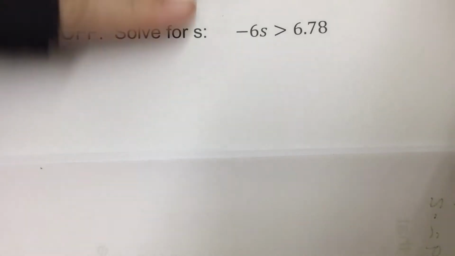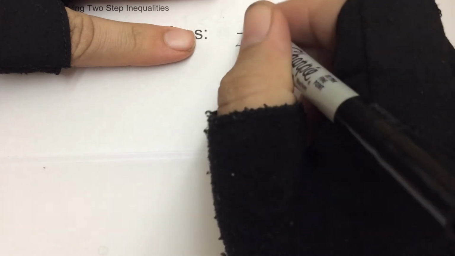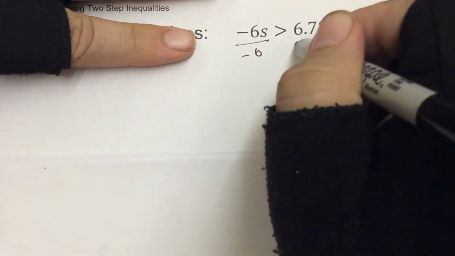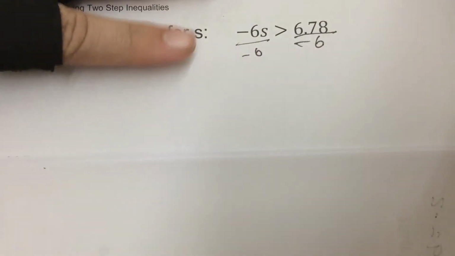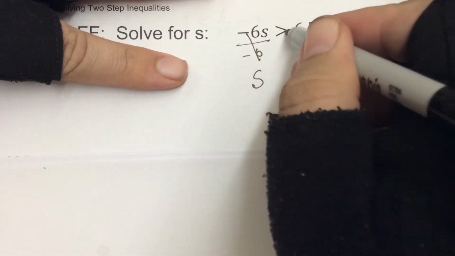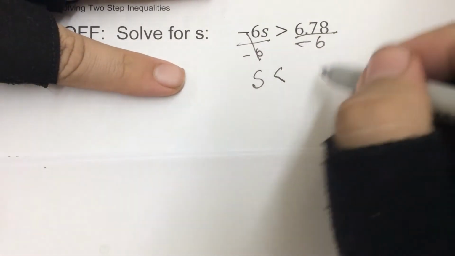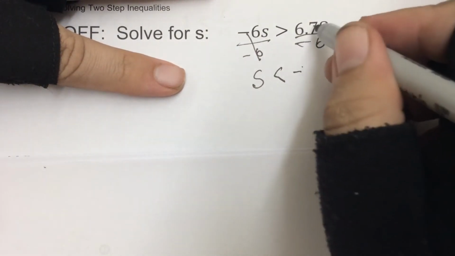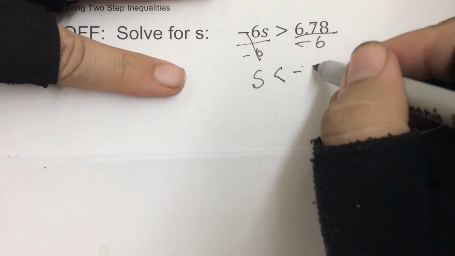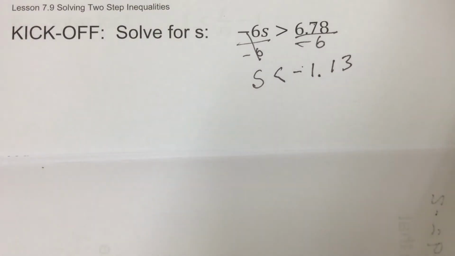So, solving for S, remember, dividing here because a number times a letter means times. So the opposite of times is divide by -6. When we do that, yes, this cancels, but because it was a negative, the sign has to flip to the other way. And then 6 would go into this. Again, positive divided by negative is negative, but 1.13 times. And there we go.